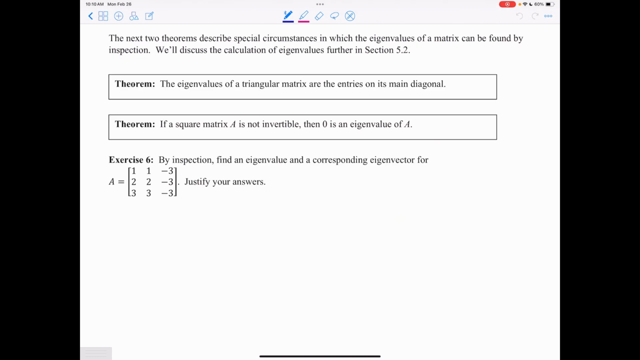So just some special cases, we have that the eigenvalues of a triangular matrix are the entries on the main diagonal. So if you have a triangular matrix or a diagonal matrix, the eigenvalues are just the main diagonal entries. And if the matrix is not invertible, then 0 is going to be an eigenvalue. So exercise 6 just says, by inspection, find an eigenvalue and a corresponding eigenvector. I notice that these two are multiples of each other, so the columns of this matrix are linearly dependent, which means A is not invertible, which means 0 is an eigenvalue.